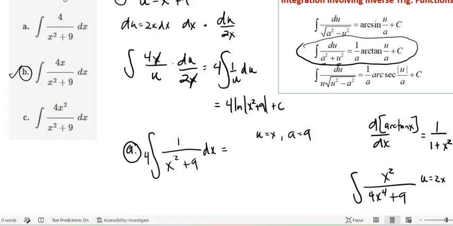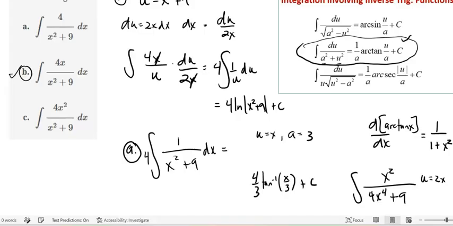Okay, so how do I finish off A? So it's going to be 4 times, and then I use this formula. What's 1 over A? Oh, I got A wrong. You might have been thinking, well, A isn't 9, A is 3, right? It's the number that's squared, or the square root of that number if you want. So it's 1 over 3 arctan, which usually I write like this, and then u over A plus C. And the only way I can clean that up is multiply 4 times a third, which is 4/3. So I would need that parenthesis, and I have a nice answer.